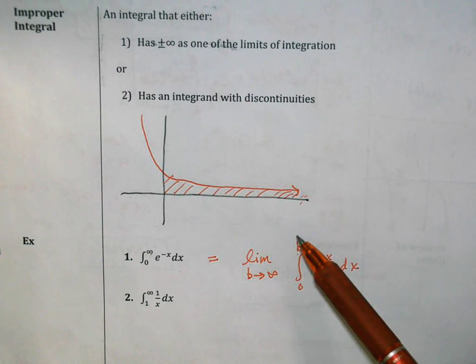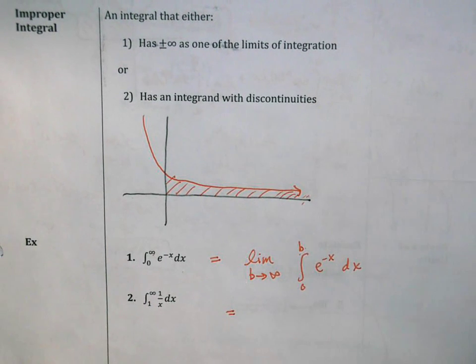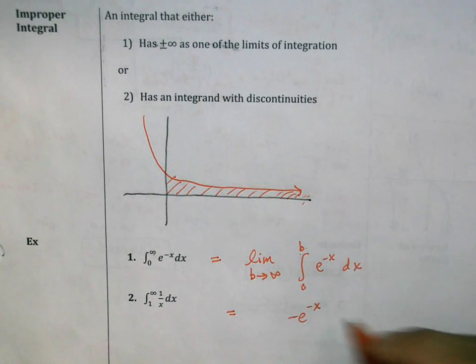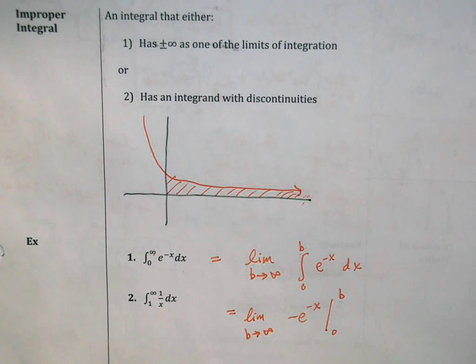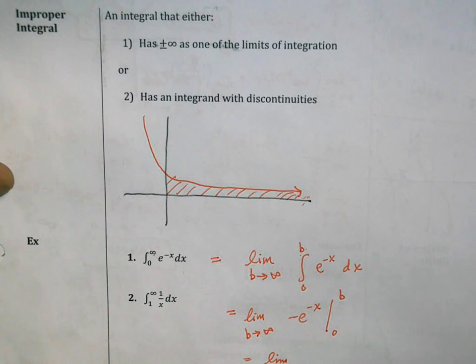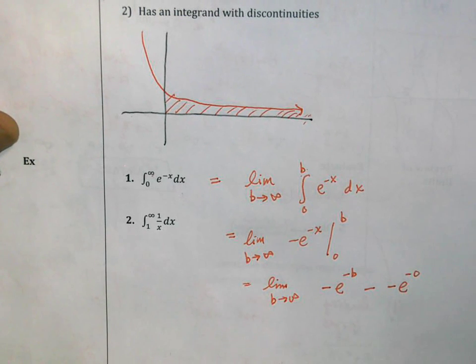All we can really do is see what happens as we get closer and closer to infinity, as the numbers get larger and larger. Now, this antiderivative is not hard to calculate. It's negative e to the negative x. We're evaluating this between 0 and b, and taking the limit as b approaches positive infinity. So this becomes the limit as b approaches positive infinity of negative e to the negative b minus negative e to the negative 0. e to the 0 is just 1, so I can rewrite this as the limit as b approaches infinity of 1 minus e to the negative b.